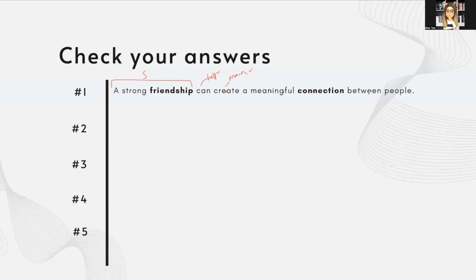Between, just remember that there's two E's here to make the long E sound. If there's only one E, it'd say between, which is not correct. So if we want it to sound like between, we need two E's to make the long E sound. And then people.